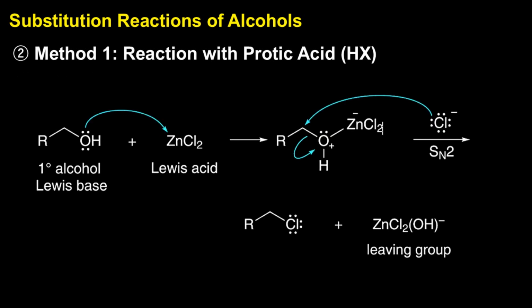Here's an example of how HCl with zinc chloride works, especially for primary alcohols. The lone pair on the alcohol coordinates with zinc chloride, which makes the OH group more electrophilic. That lets the chloride ion come in from the backside and do an SN2 attack. In the end, the OH gets replaced by a Cl, and you get an alkyl chloride as the product. So overall, zinc chloride activates the alcohol and makes the substitution much easier.